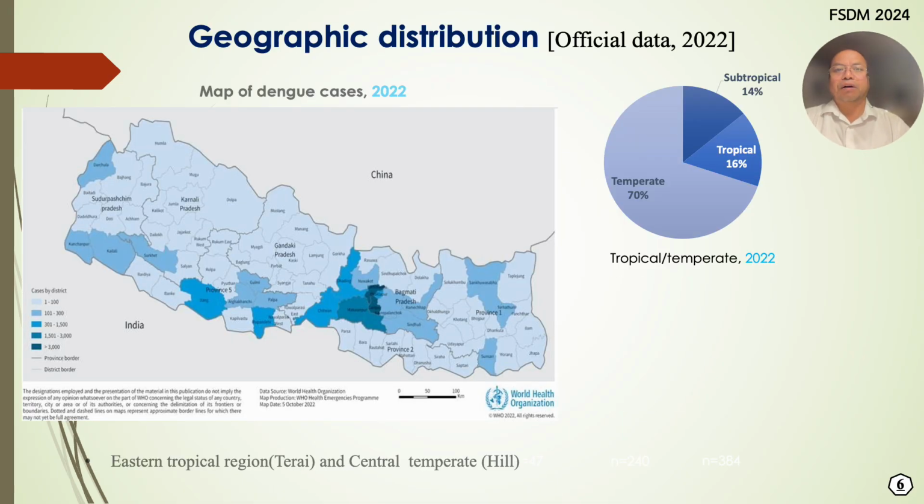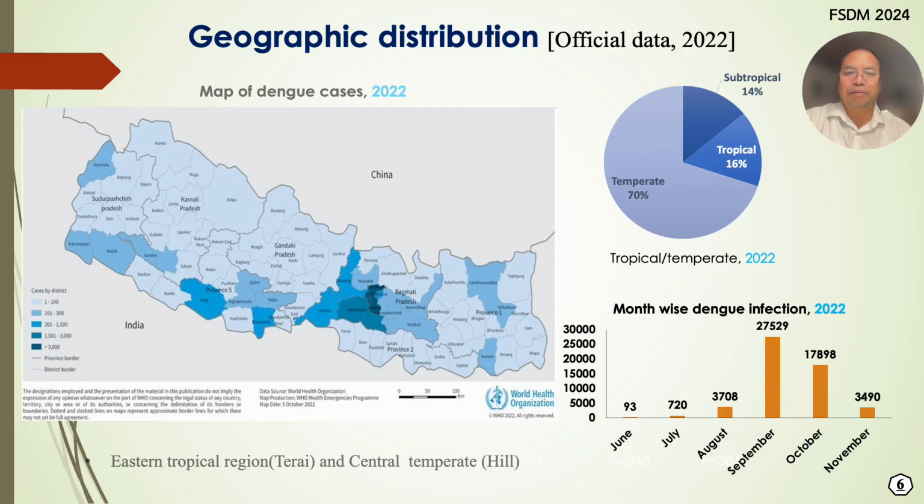Geographic distribution. This is the official data from 2022. From the left map we can see that dengue is found more in the eastern tropical region, and then it spreads to the central hill regions. In 2022, the temperate region had 70% of dengue, tropical had 16%, and subtropical had 14%. Month-wise, the peak months are after July, so it spread more in August, September, and October.